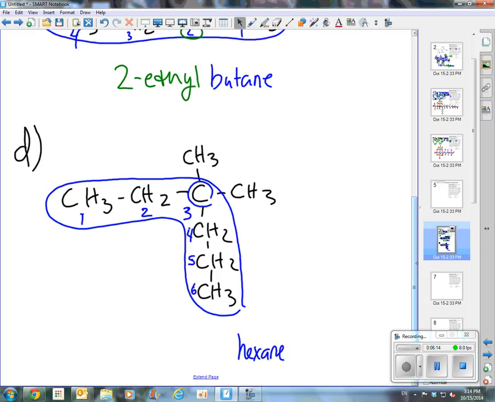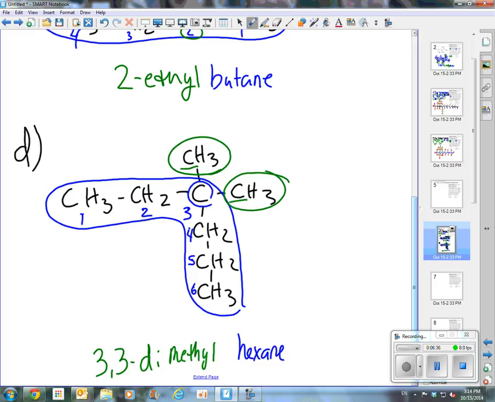Now I've got 2 different branches here, 1 and 2. They both happen to have only 1 carbon in them, so they're both methyl branches. I've got 2 of them, so I put in here dimethyl, and they both happen to be on the 3. Now, I've seen some students just put 1 3 here. That's not a good idea. Obviously, that's not the appropriate way that we do this.